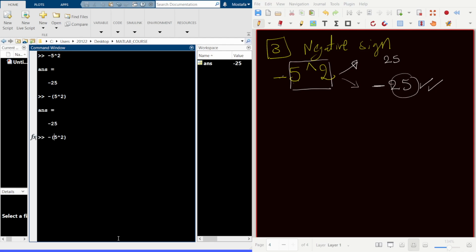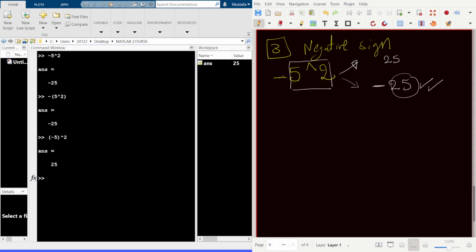Or alternatively, if I want the minus 5 to be raised all together as a set, or as a whole, together, the negative 5 together raised to power 2 to give me plus 25, then I should put the parentheses around the minus 5. So negative sign has lower priority than the exponentiation.